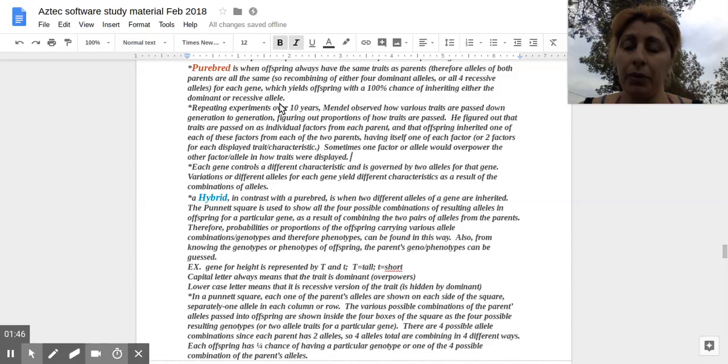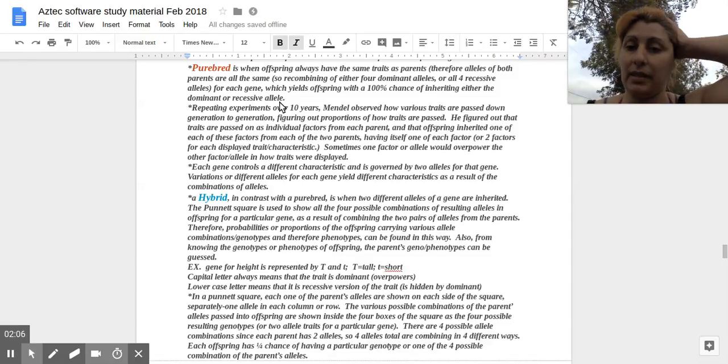So again, purebred is when you have a 100% chance of inheriting either the dominant or recessive allele, because both parents have exactly the same set of alleles. So they'll both have all dominant, so 4 dominant alleles, or all 4 recessive alleles. And a hybrid, in contrast, is when 2 different alleles of the gene are inherited.